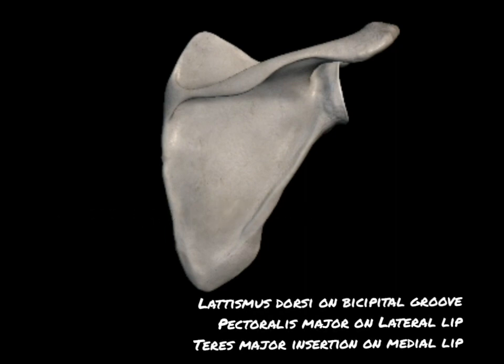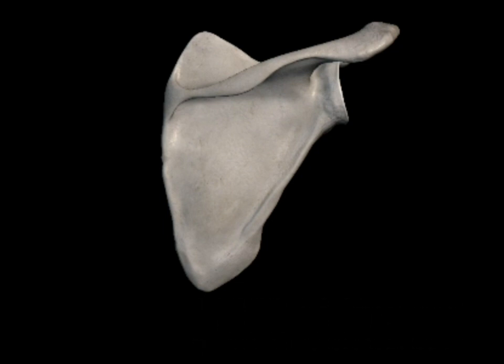On the humerus you can see over here there is the bicipital groove. The bicipital groove is bordered by the lateral lip and the medial lip. On the medial lip there will be insertion of the teres major, and on the lateral lip there will be insertion of the pectoralis major. Between these two lips lies the bicipital groove, and in the bicipital groove there will be insertion of the latissimus dorsi. Okay, with this we have completed many things.